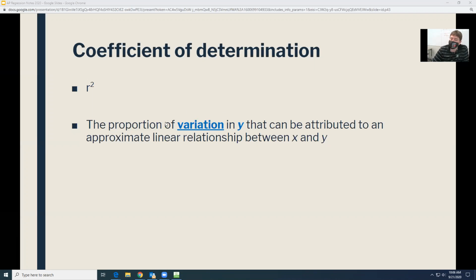If I have a large number for variation, my data is all over the place. If I have a small number for variation or standard deviation, then all my data is really close together. What this R squared is telling us is how much of that variation in your data can be attributed to the relationship it has with X.